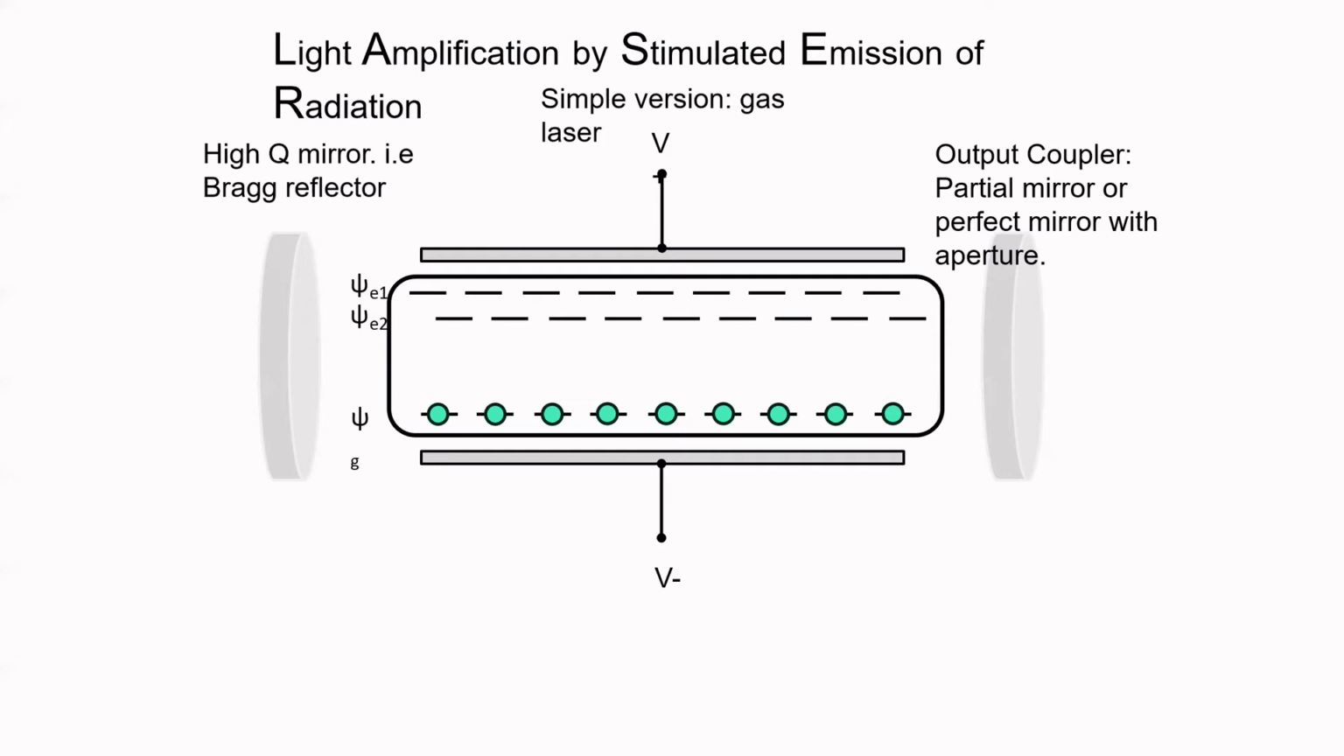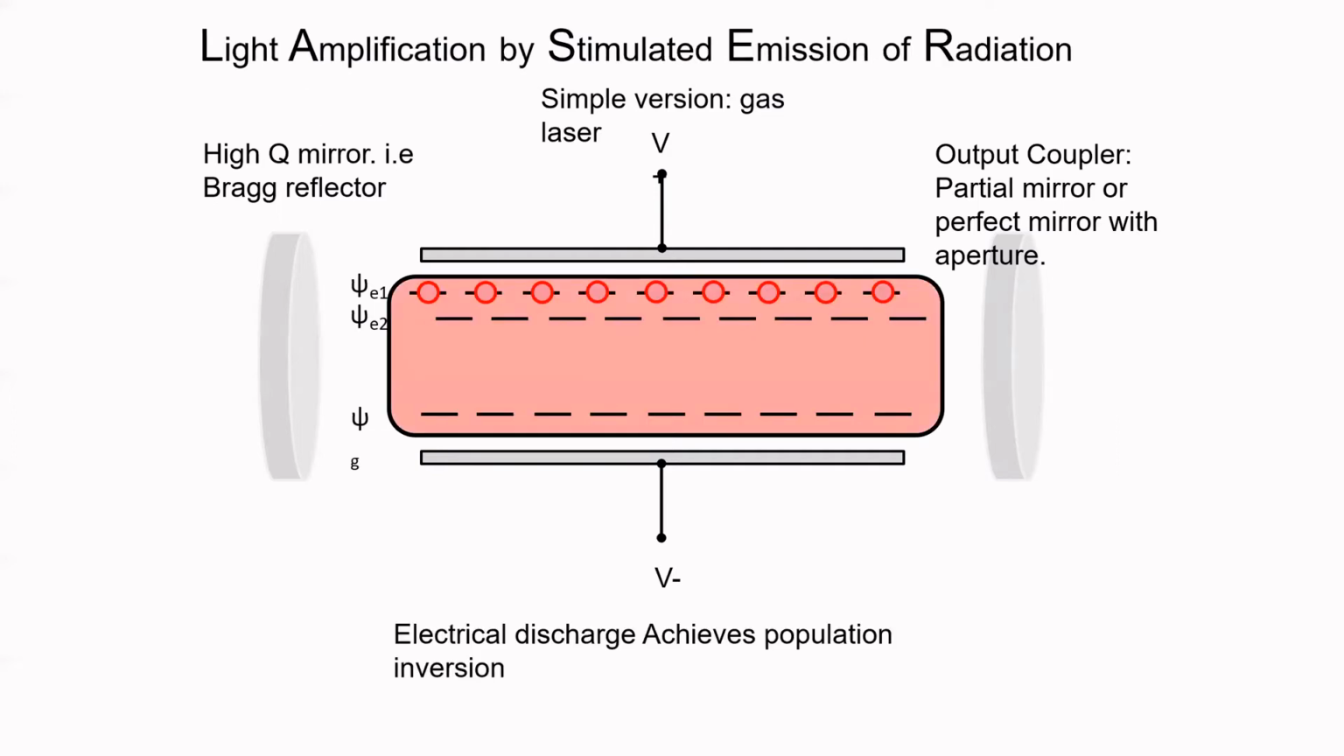So the stages we go through for operating the laser: the first thing we do is start in the ground state. In this diagram, maybe this is a gas laser, and we have a series of atoms in the ground state, and we use an electrical discharge in this case. It doesn't have to be an electrical discharge, but here we use one to pump all the atoms into an excited state.